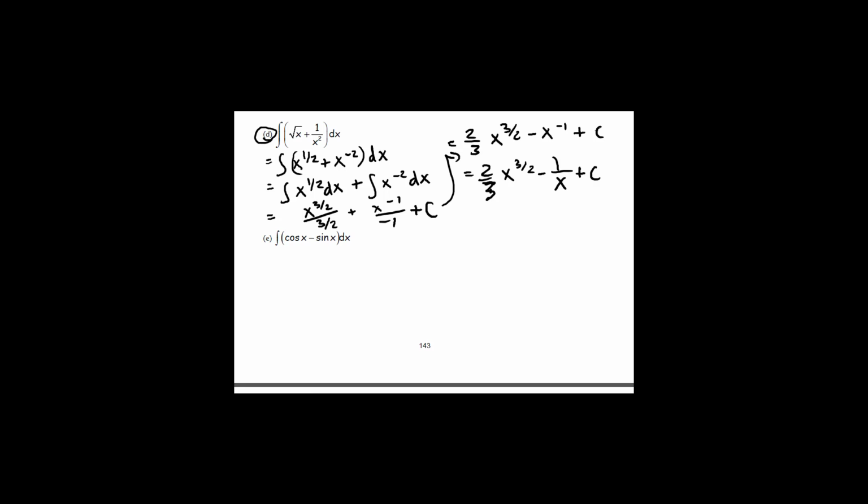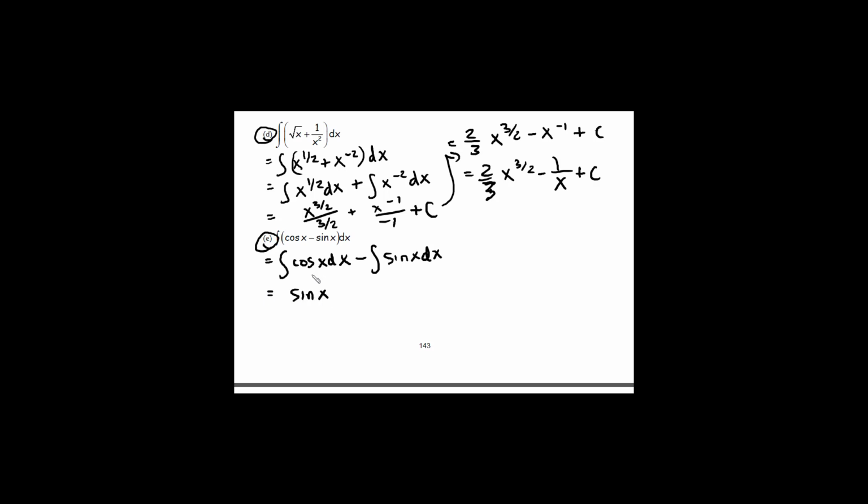Alright, so now let's try example E here, the integral of cosine x minus sine x dx. That is all from that list of rules that you will need to memorize. So let's make this into the integral of cosine x dx minus the integral of sine x dx. Now remember, this is just undoing the differentiation, or going backwards.